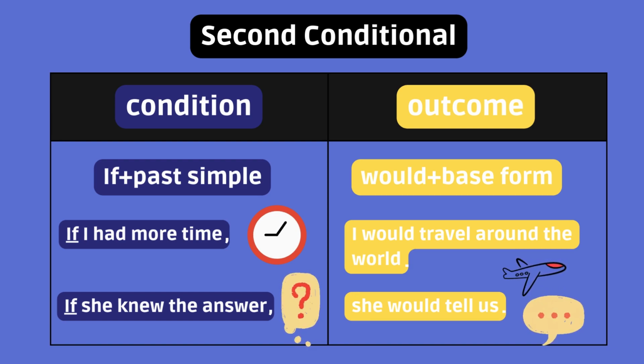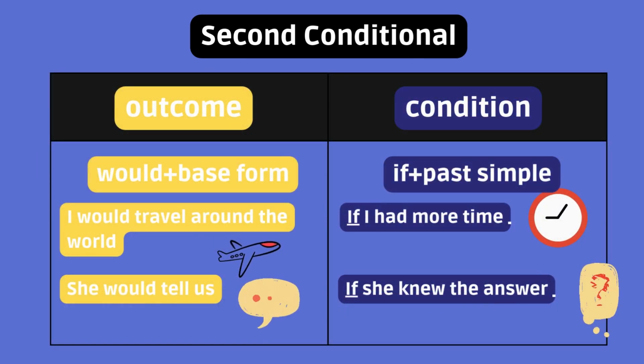Just like other conditionals, it's okay to change the order of the condition and the outcome. Oddly enough, the use of the past simple in the condition doesn't imply an action taking place in the past, but rather an unreal or hypothetical situation in the present or future. It's puzzling, but you have to take our word for it.